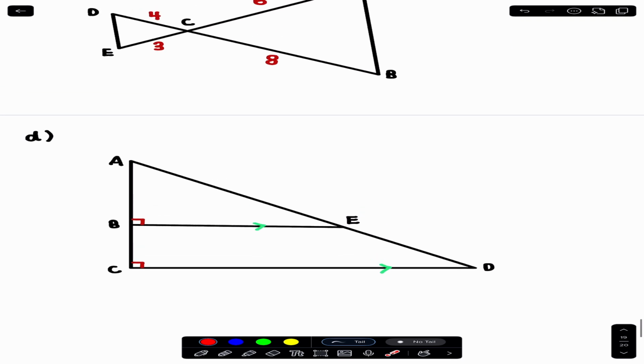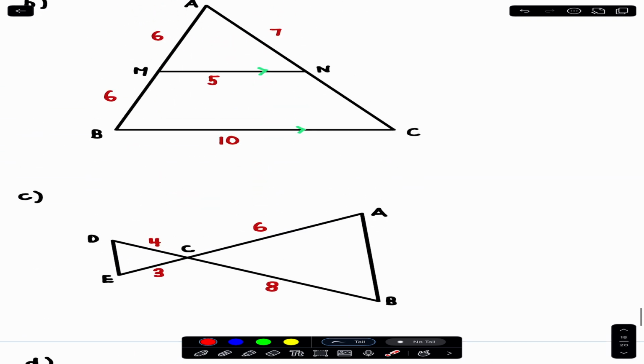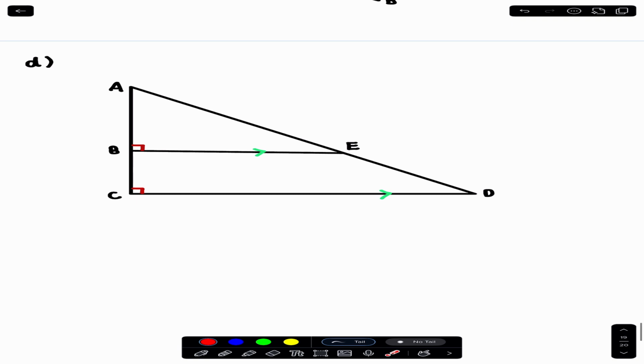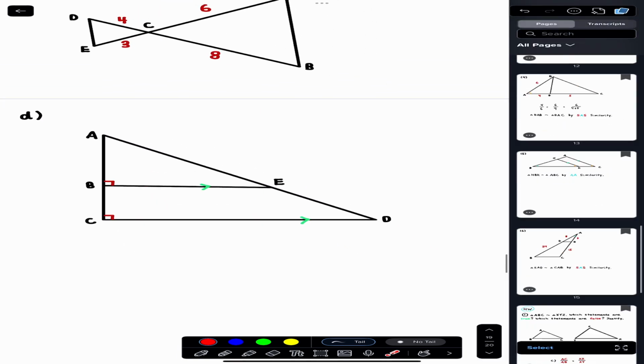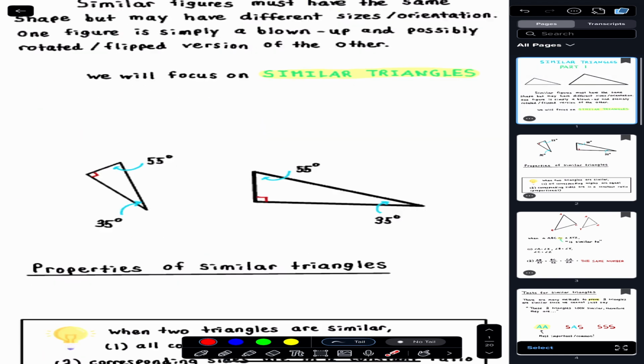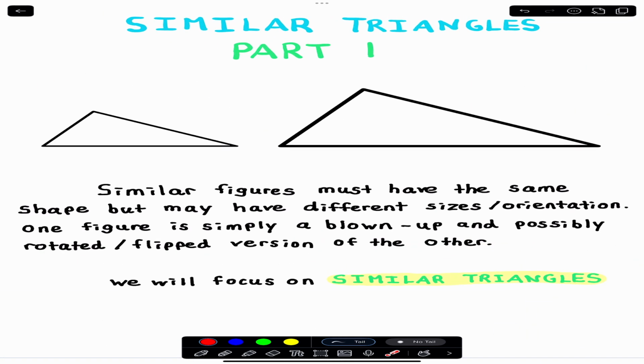Okay, so with that out of the way, this has been Similar Triangles Part 1. So do the homework, and I will see you hopefully in Similar Triangles Part 2. Have fun!